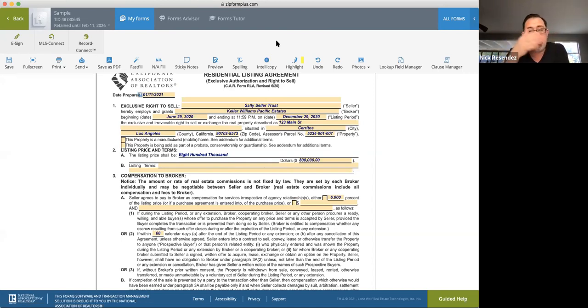The reason why is things can change from the time you draft an agreement to the time the agreement actually starts. Okay, I always recommend go back and review everything before you just send a listing agreement out, obviously, right? So what do we got here? Well, exclusive right to sell. We've got our seller name. We have, they hereby employ and grant Keller Williams as the broker. And then we have our beginning and we have our expiration dates.